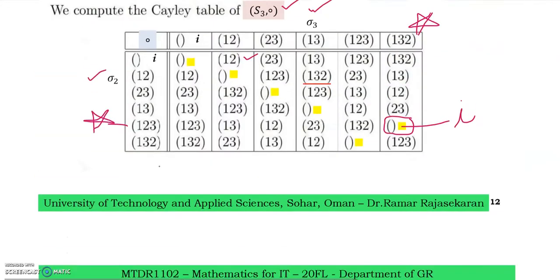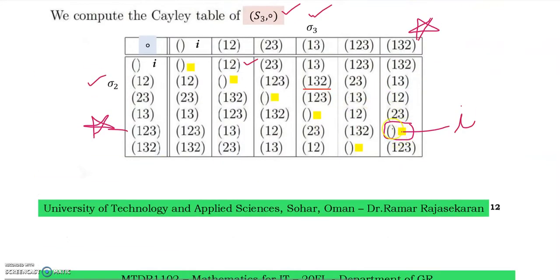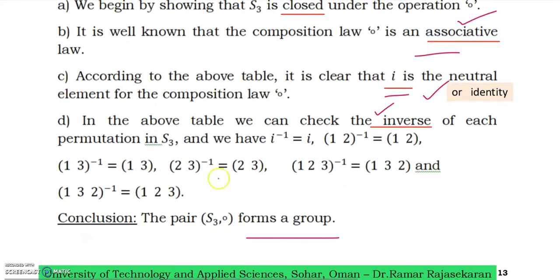Now you see, mark this identity element, then in this row you see this element, and you see this element here, which means 1 2 3 is the inverse of 1 3 2. In another way we can say that the inverse of 1 3 2 is 1 2 3. That is what is mentioned here.